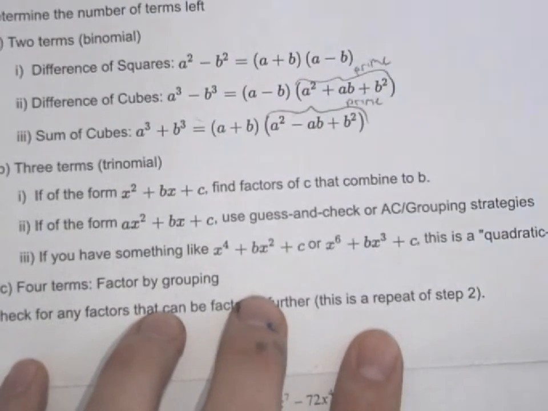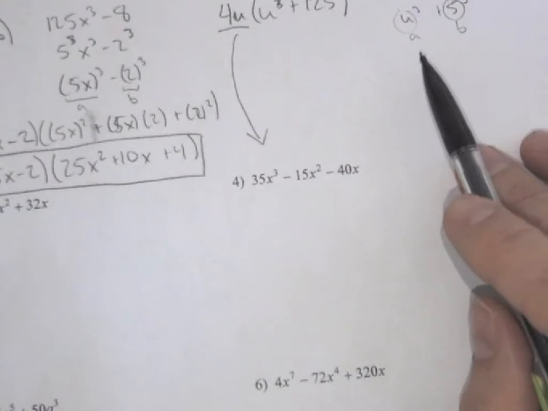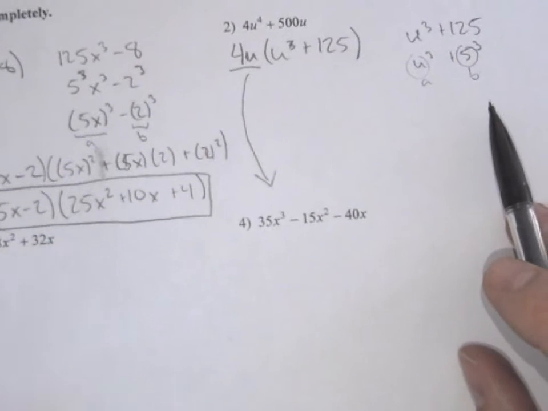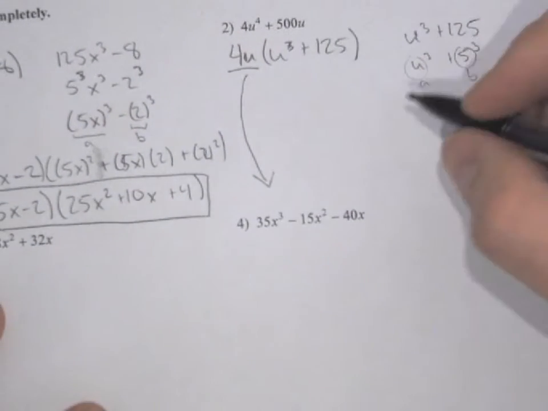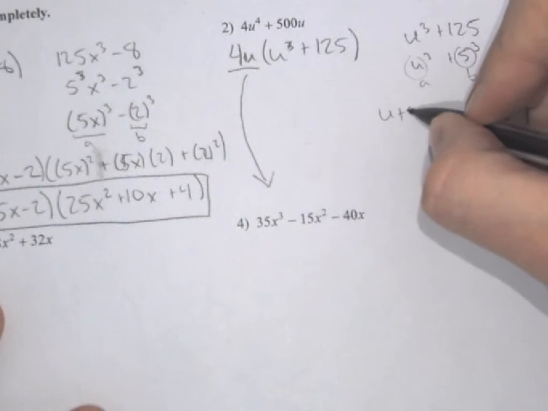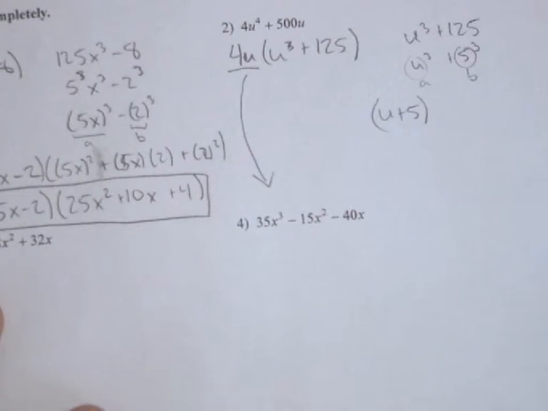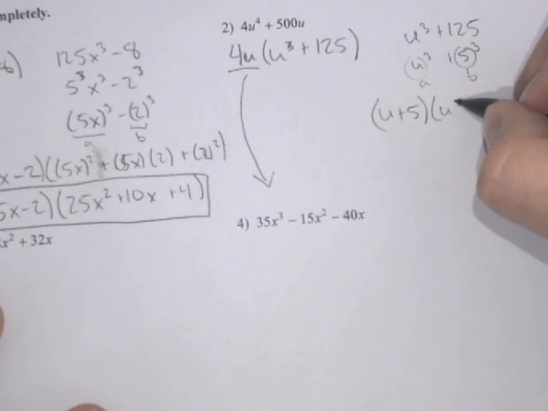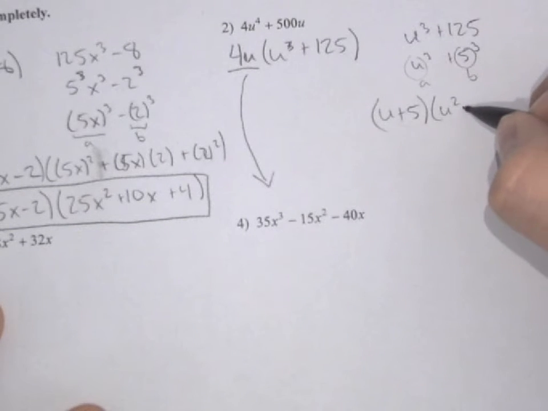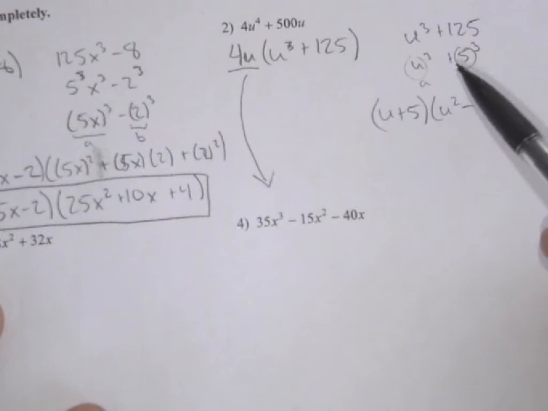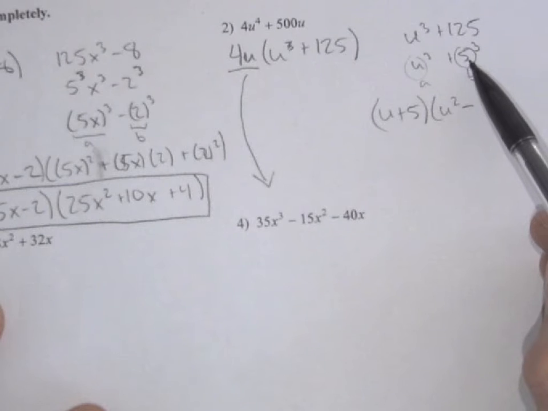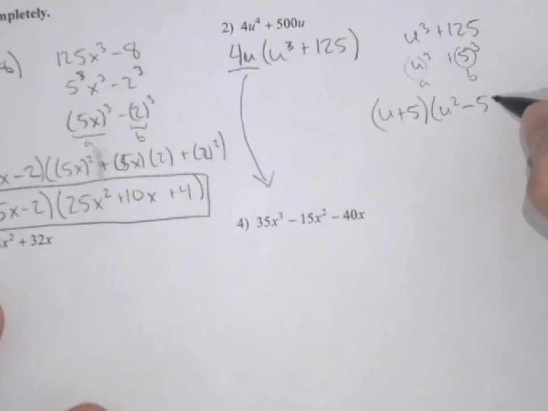Okay, so in this case, I want to use this template, but my pieces are u and 5 instead of a and b. So what I'm going to have here is u plus 5. Then I'm going to have u squared, minus is the next thing, and it's going to be u times 5. Now u times 5 we write as 5u.